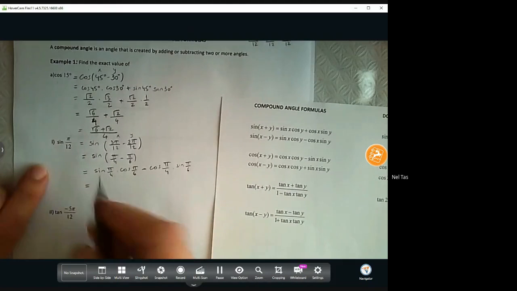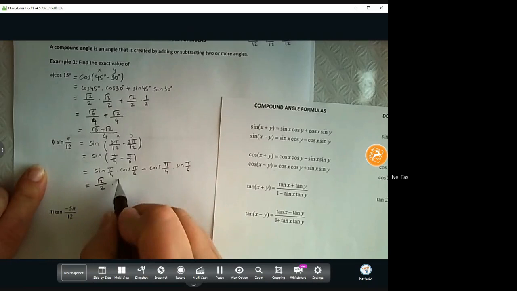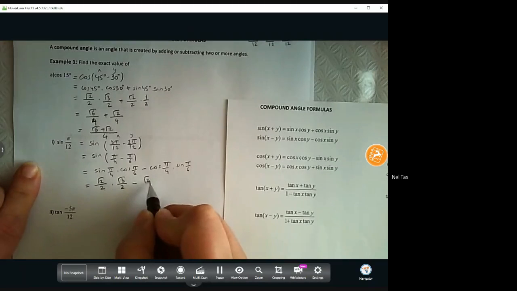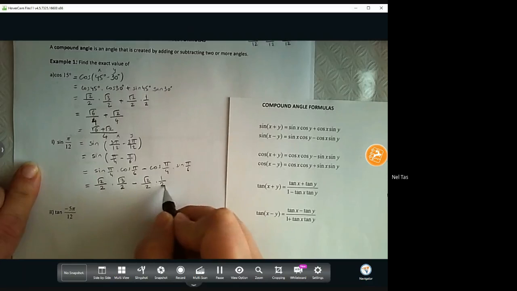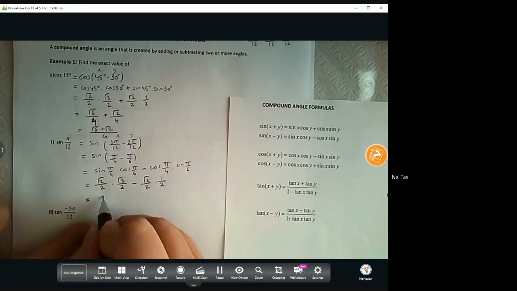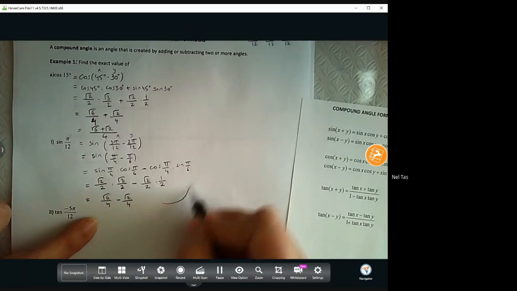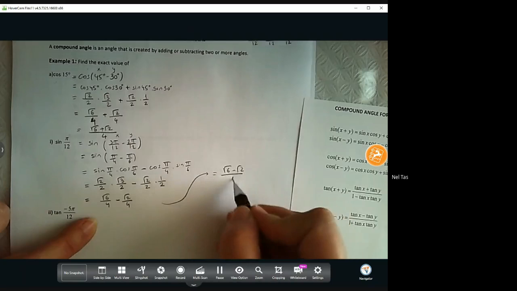So sine pi over 4 is root 2 over 2. Cos pi over 6 is root 3 over 2. Cos pi over 4, root 2 over 2. Sine pi over 6, 1 over 2. You get root 6 over 4 minus root 2 over 4. So this will give you root 6 minus root 2 over 4.